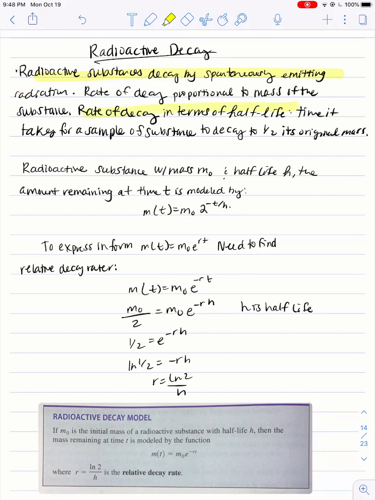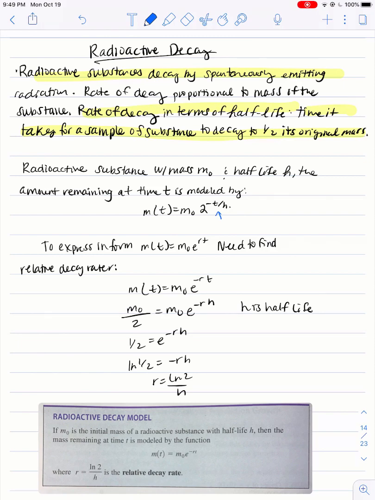Rate of decay is in terms of half-life. So it's the time it takes for a sample to decay to half of its original mass. So for a radioactive substance with mass m0 and half-life h, the amount remaining after time t is modeled by m of t equals m0 2 to the negative t over h, because it's decreasing. We want to express this in the form m of t equals m0 e to the rt, so we need to find our relative decay rate r.